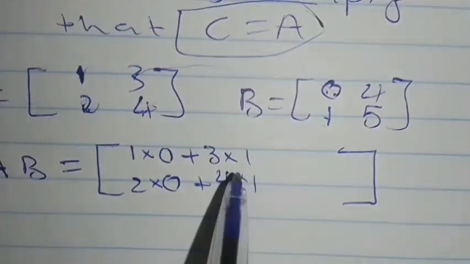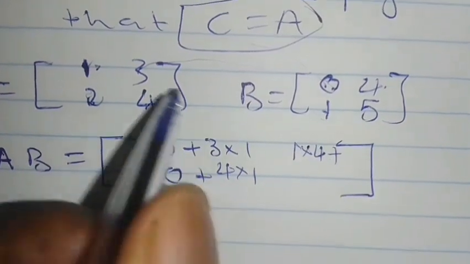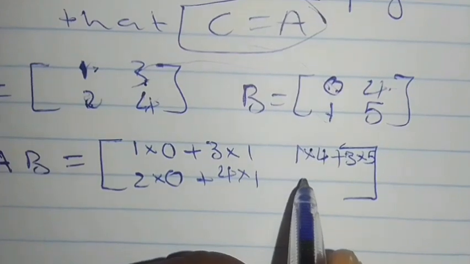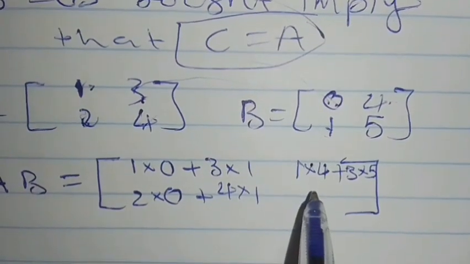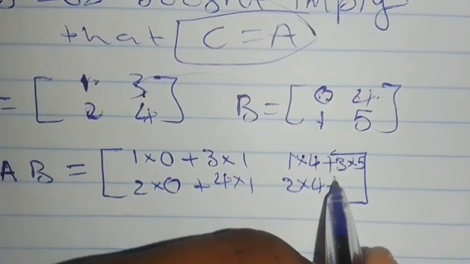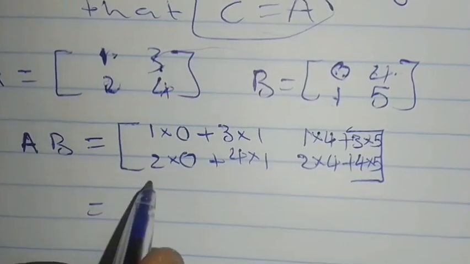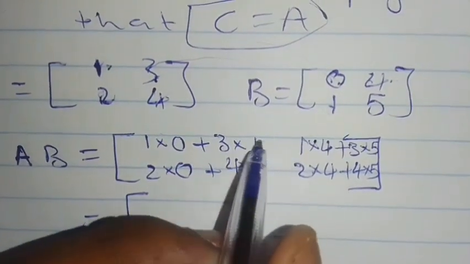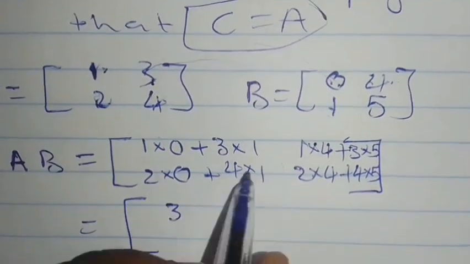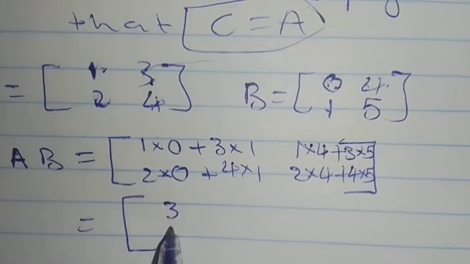Then similarly, you can work on the other column. You're going to have 1 multiplied by 4 plus 3 multiplied by 5. And on the last column of the second row, you have 2 times 4 plus 4 multiplied by 5. You can further simplify that: 1 by 0 is 0, and 3 times 1 is 3. The sum of that will be 3. Similarly, the sum of the other two products will be 4.